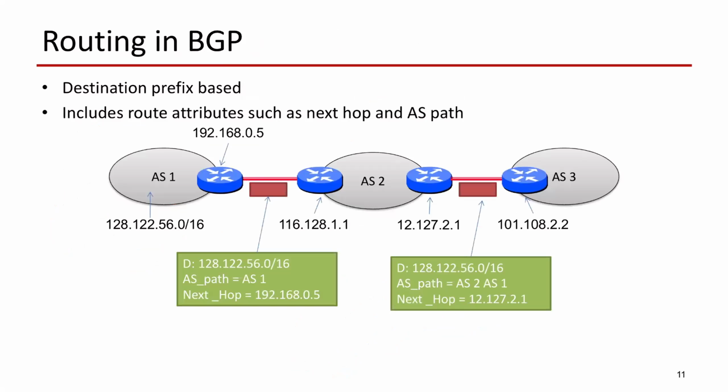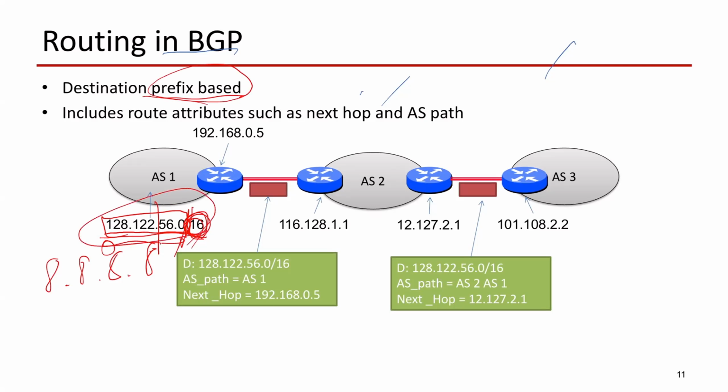Okay. So routing in BGP is based on the destination prefix. This is prefix /16. We understand what /16 is: 8, 8, 8, 8. The subnetting, right? This is an IP address with a subnet, meaning 16 bits are the network and the rest of them are the host. Okay, so this is how we use it. We call this prefix-based, and it includes route paths such as next hop ASs. So if the destination is this one, 128.122.56.0/16, the destination is specified in every packet.